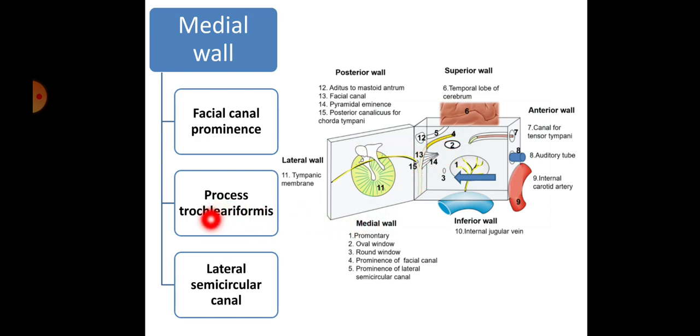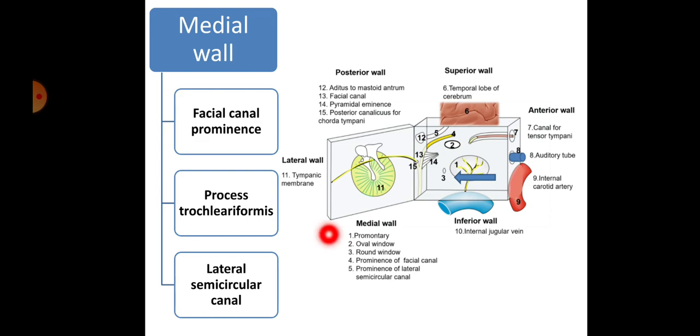After that, there is another important structure called the processus trochleariformis. What is this? There is one trochlea-like structure in the medial wall. The tensor tympani muscle comes here from the anterior wall, and it hooks or winds around that trochlea-like structure. Where it hooks or winds around is called the processus trochleariformis.